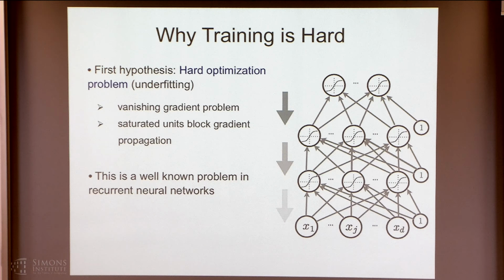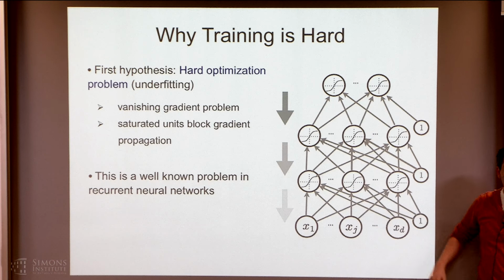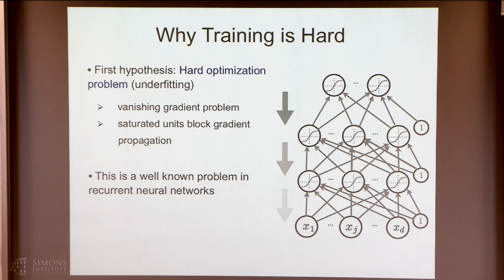And it's a little bit of an interesting debate. So one hypothesis is it's a very hard optimization problem, right? We all know that whenever we're using sigmoid or tanh nonlinearities, there is a vanishing gradient problem, because when you propagate the gradients, these go through these squashing functions, and as you know, the gradients tend to vanish. And that's a very well-known problem, particularly in recurrent networks, where you have many, many layers.